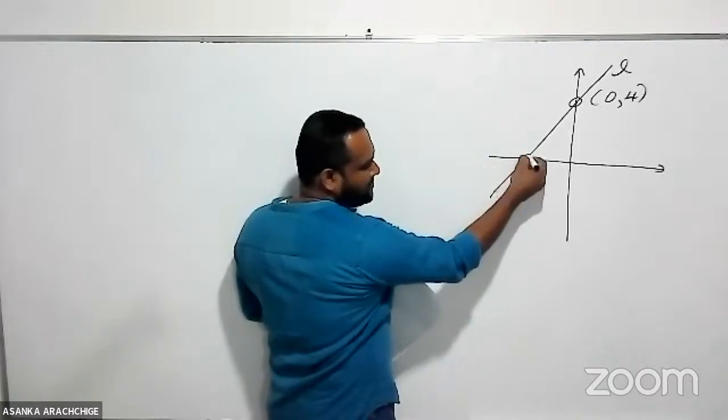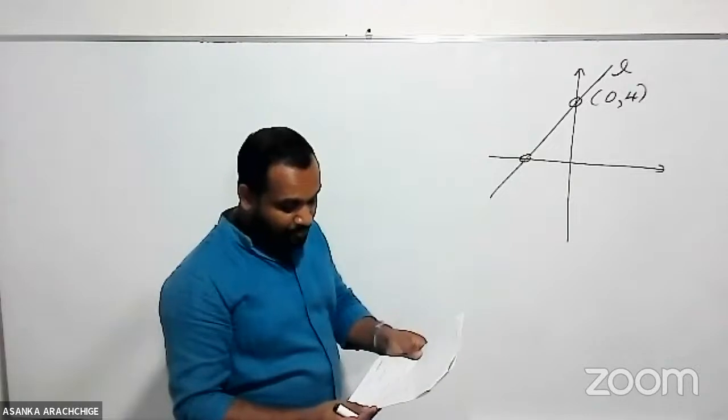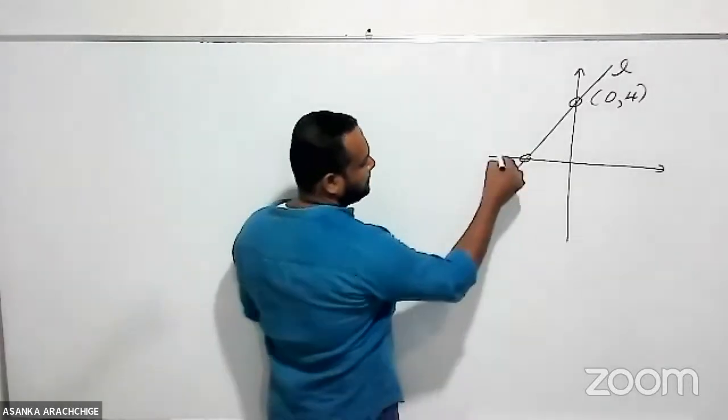The coordinates of the point of intersection of the graph and the x-axis are (-2, 0).